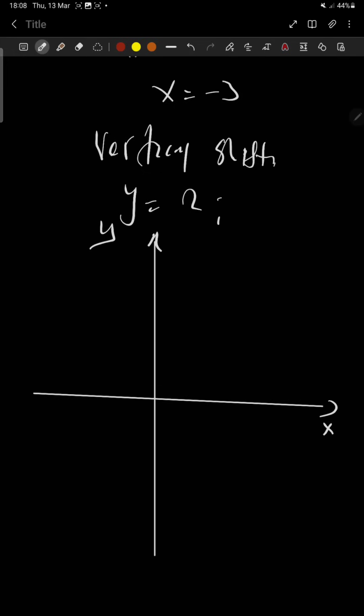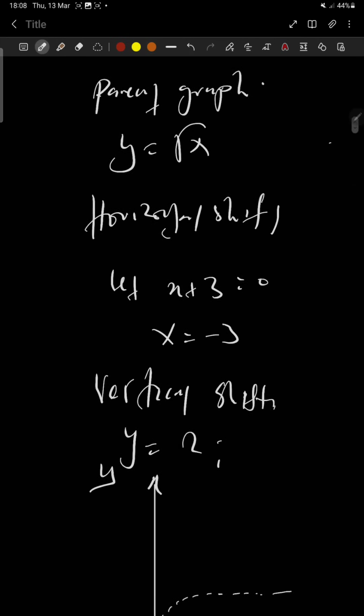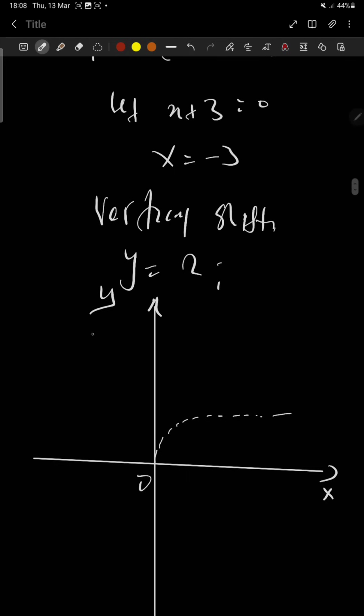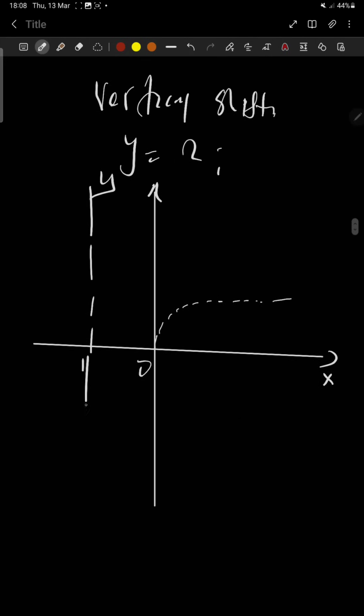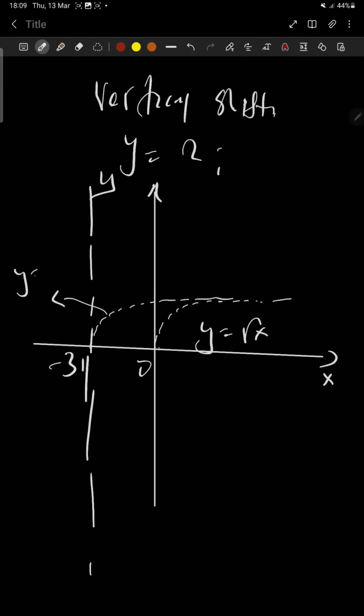Okay, so this will be the first one, will be this. Then it will go to negative 3. So if this is our 0, negative 3 is found here. This is line x is equal to negative 3. So it will start from negative 3. So this one is the original. This one is the shift, y is equal to square root of x plus 3.